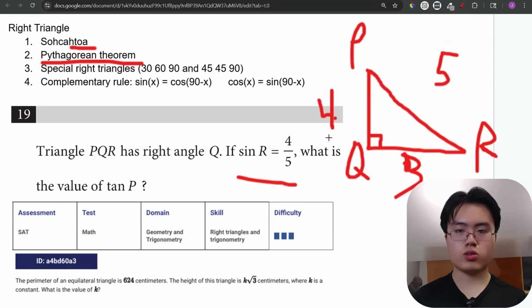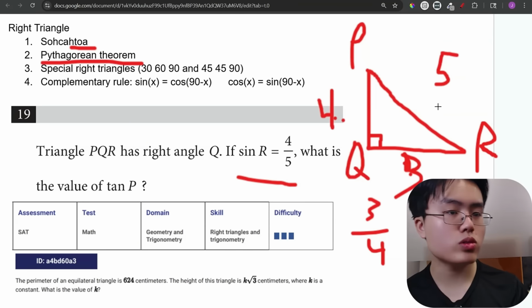Okay, so if we know this is 3, then we could do opposite over adjacent. By using the Pythagorean theorem, you can find it's 3, and then opposite over adjacent, so 3/4 is the answer. Okay, but this works perfectly. I just want you to understand though, be careful.